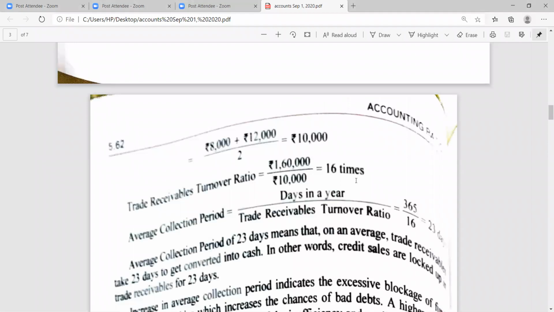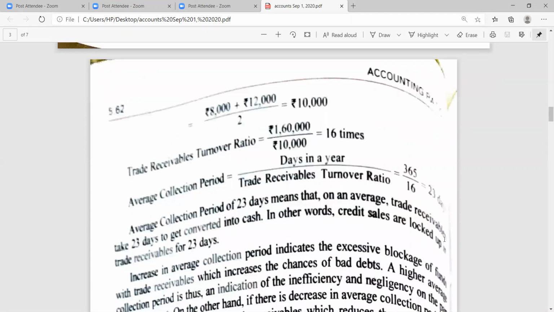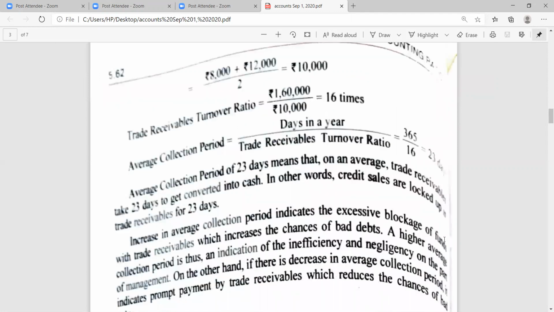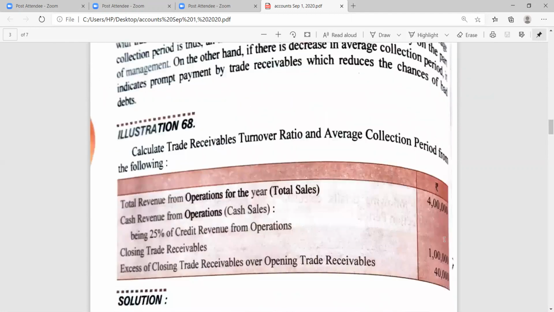Now the question arises how the average collection period is to be calculated. It is days in a year, that is 365 divided by 16. The answer will be 23 days. What does it mean? It means that on an average, the trade receivable takes 23 days to get converted into cash. In other words, credit sales are locked up in trade receivable for about 23 days. In this way, we can comment as well.